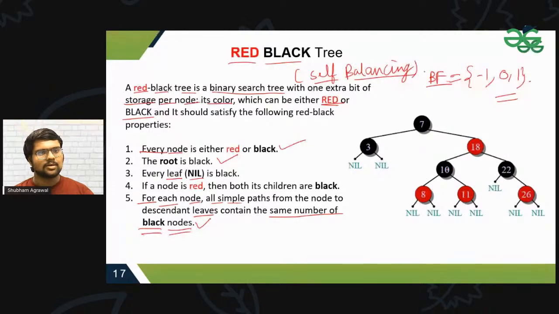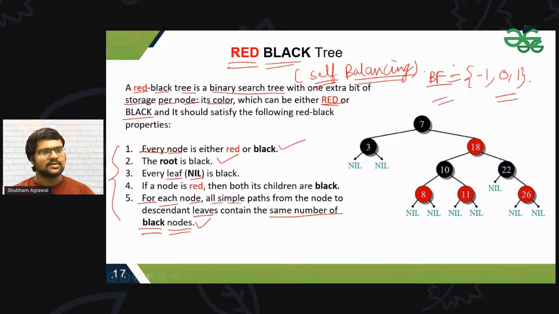We are not going to cover the insertion and deletion of red black trees because they are not in the GATE syllabus, so this is just for your reference. So what is a red black tree, and these are the properties of a red black tree. It is also a self balancing binary search tree like the AVL tree, but here color is used instead of balance factor. Now let's see the comparison between the red black tree and the AVL tree.